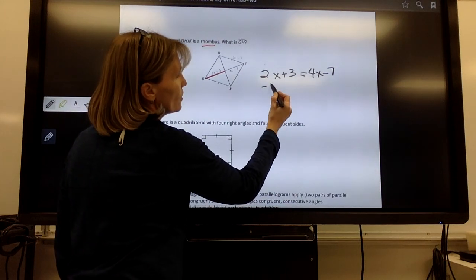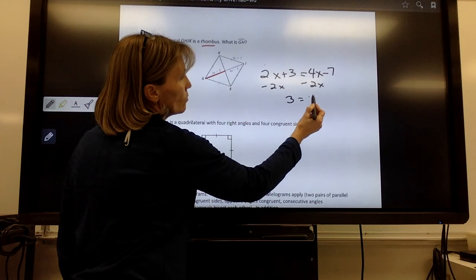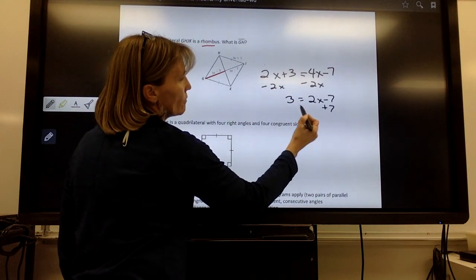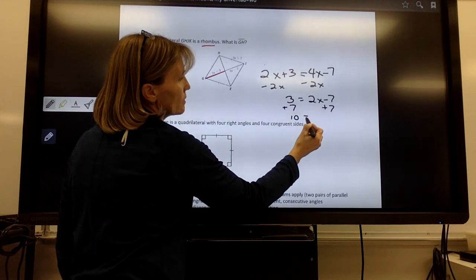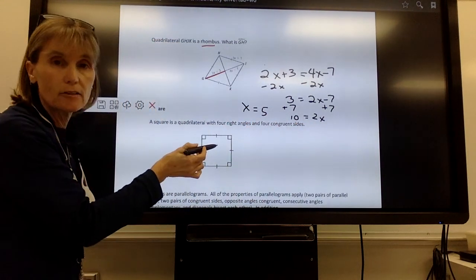So when I solve this, I subtract 2x from both sides. So 3 is equal to 2x minus 7. I'm going to add 7 to both sides. 10 is equal to 2x. So x equals 5. Now that doesn't answer the question.